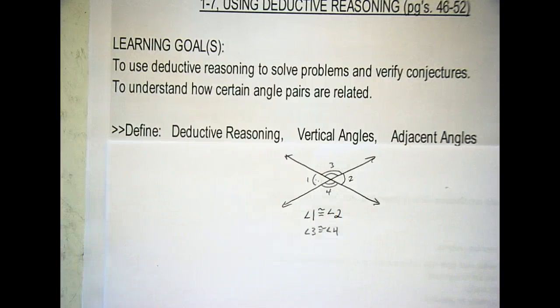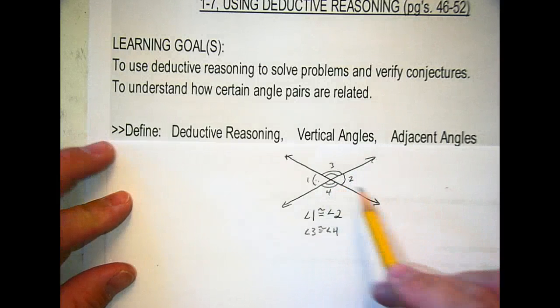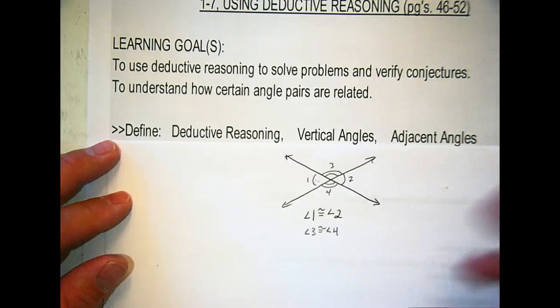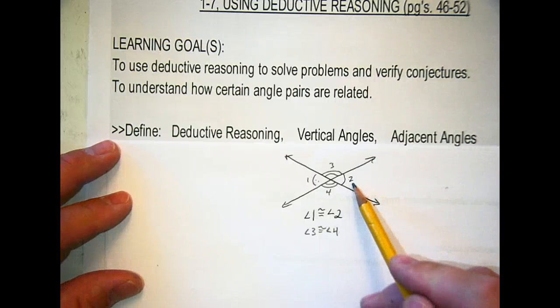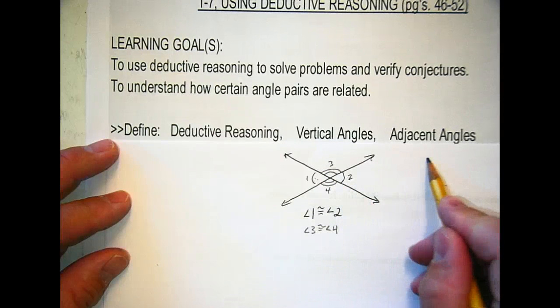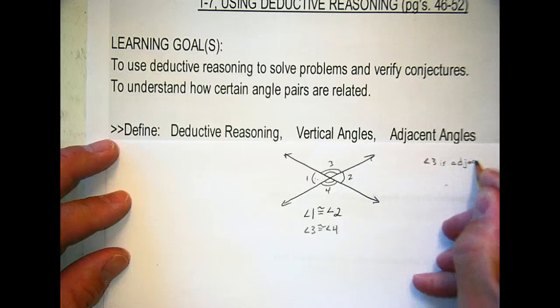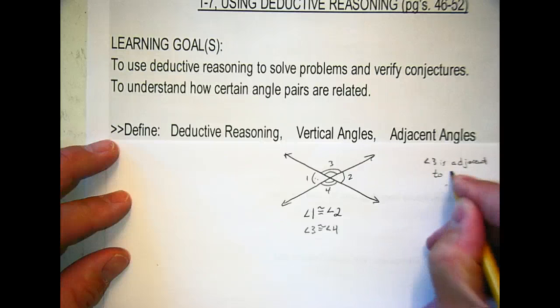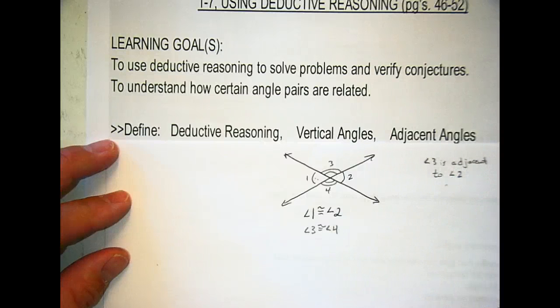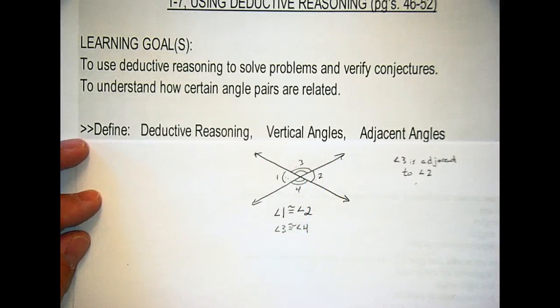Using the same diagram, there are adjacent angles. Adjacent angles are angles that share a common ray or a common leg. So angles right next to each other. They're like neighbors. So which angles are adjacent here? Go ahead, Grace. 3 and 2 are adjacent. So angle 3 is adjacent to angle 2. They share a ray. Also angle 4 and 2, angle 1 and 4, angle 1 and 3.